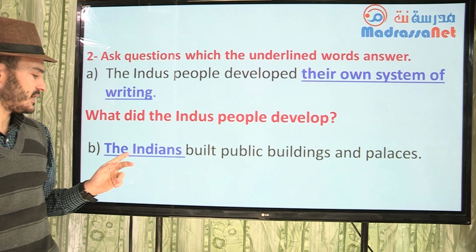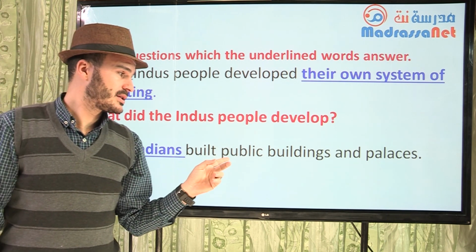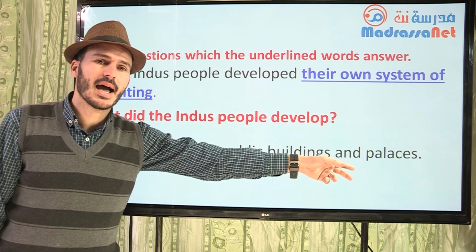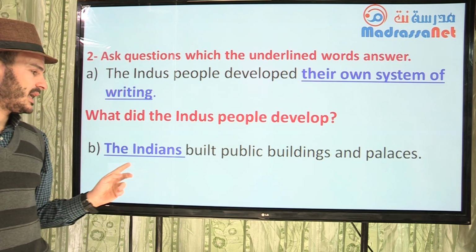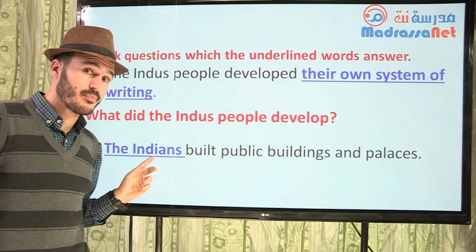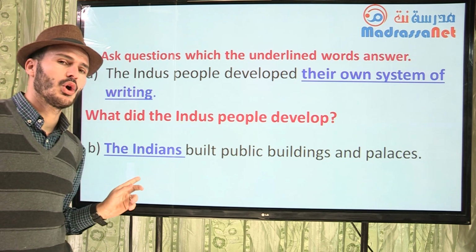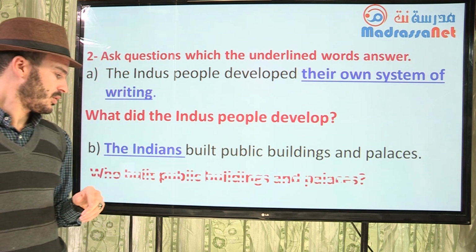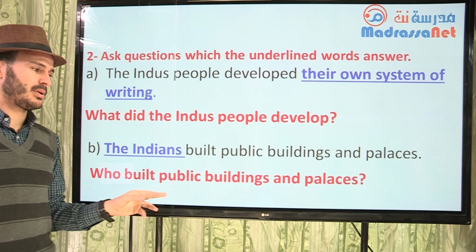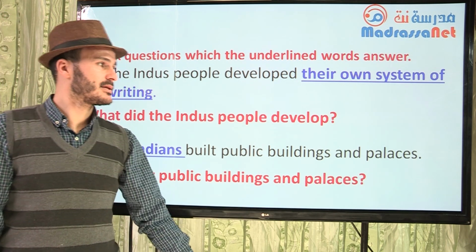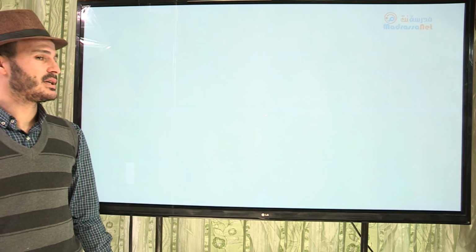We move on to sentence 2. The Indians built public buildings and palaces. The Indians. Here we have people, persons. So we use who. We want to know who. Who built public buildings and palaces? This is a question. Now we move on to the next activity.